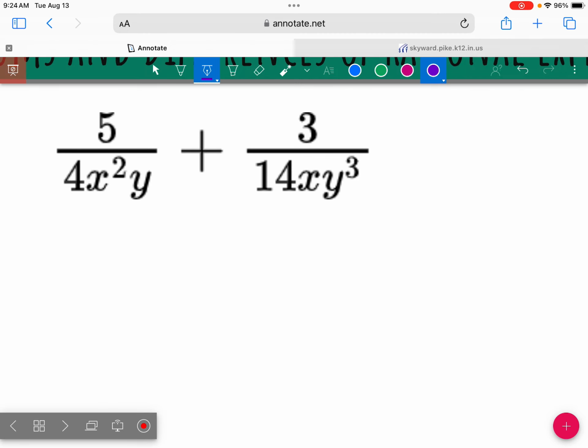And once you get it written down, our first thing is going to be to try and figure out our least common multiple of our denominator. What is our denominator going to wind up being? Look at it very closely, very carefully.